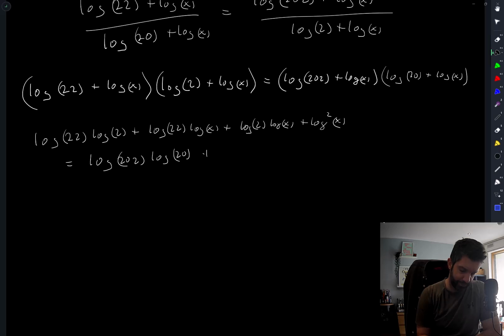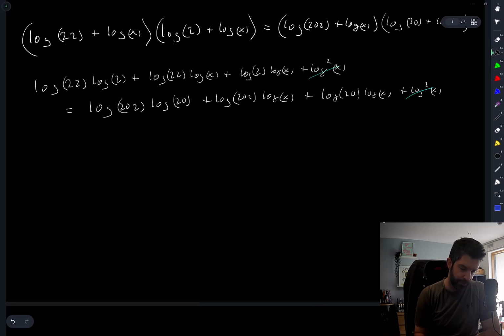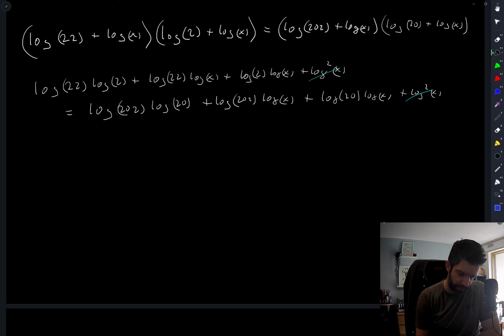Okay. Let's just continue with what we have here. Expanding everything. Okay, so log squared cancels from both sides. Do I have any other common terms? I have 22, 2, 202, and 20. So no, I don't think so. Although everything is linear or constant with respect to log x. So let's put everything on sort of respectively one side of the equation.